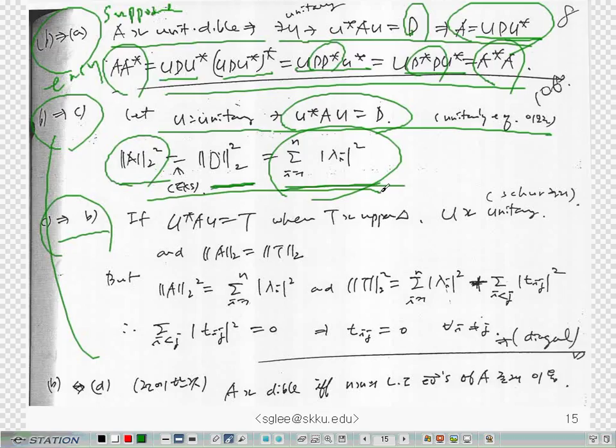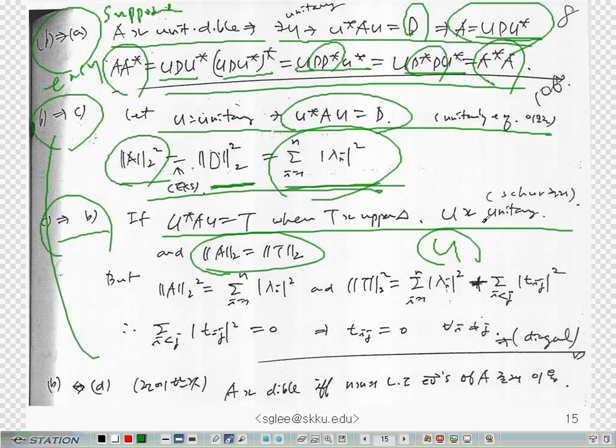And next, suppose we have this. We want to show this matrix A is unitarily diagonalizable. We can use Schur's theorem here. If U star A U is equal to T, which is an upper triangular matrix by Schur's theorem, then we know those two norms are the same. That's because U is a unitary matrix here and here. U is a unitary matrix, so it works.